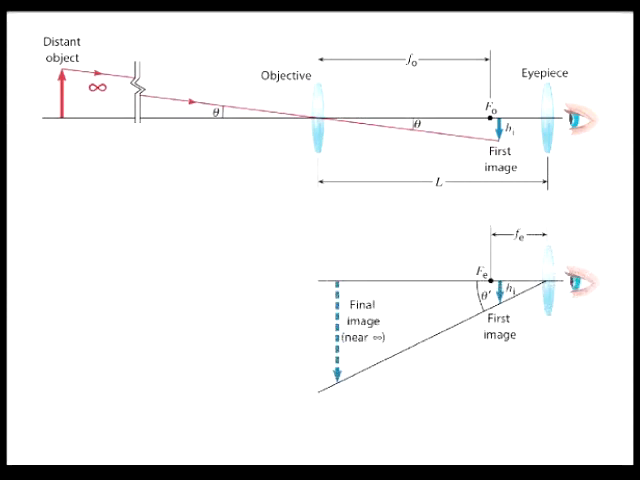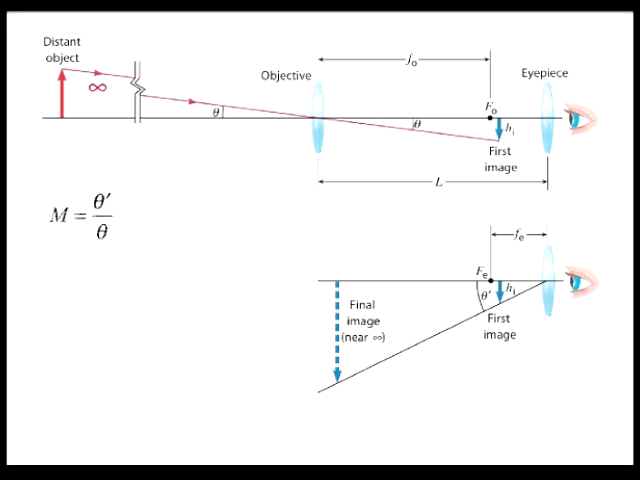If the telescope is constructed so that the first image lies just inside the focal point FE of the eyepiece, the eyepiece acts like a magnifying glass. It forms a final image that is greatly enlarged, virtual, and located near infinity. This final image can then be viewed with a fully relaxed eye.